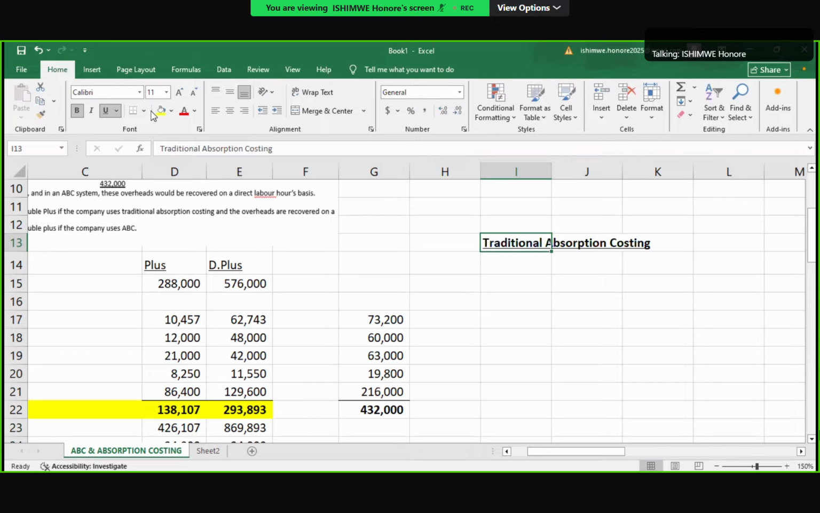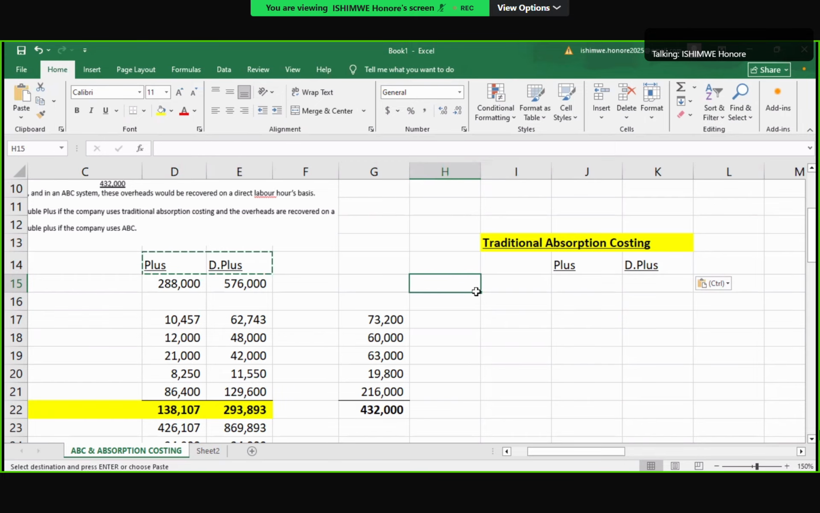Okay, this is the traditional absorption costing I'm going to use. So what's relevant there is still the cost per unit, isn't it? It means I'm still going to prepare the cost statement as usual.